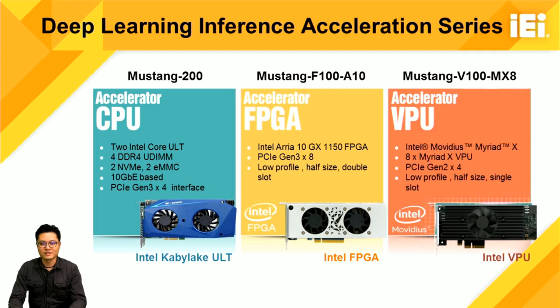And here is the IEI Mustang acceleration card series, including CPU, FPGA, and VPU. VPU means Mustang V100 MSA. They are all based on the OpenVINO toolkit to implement deep learning inference applications.